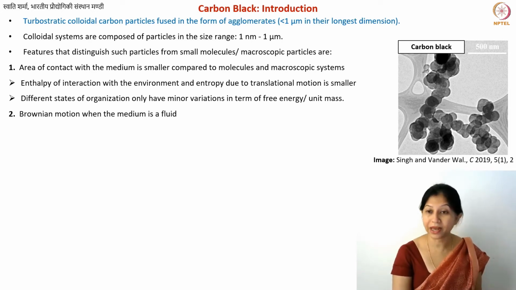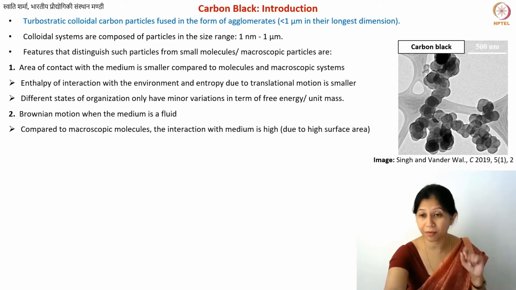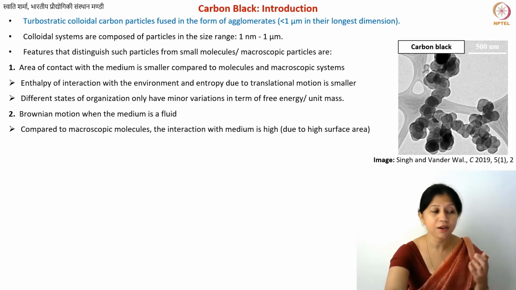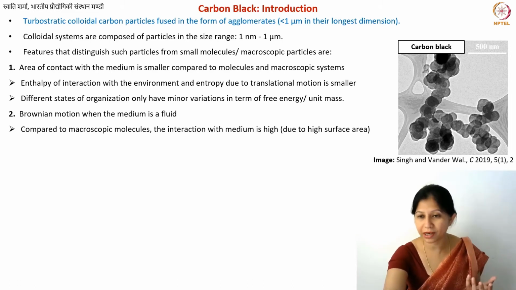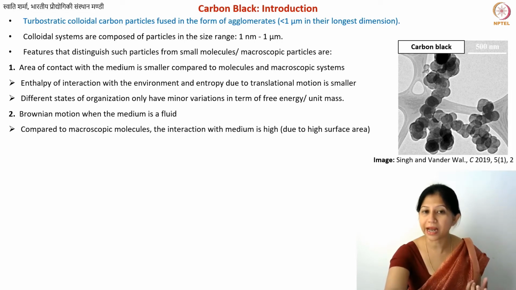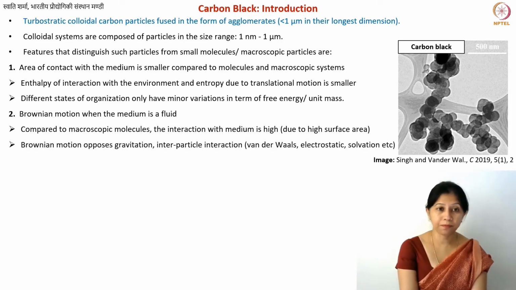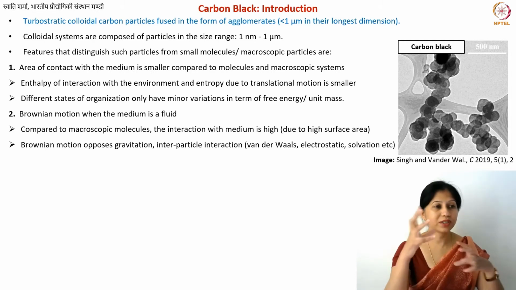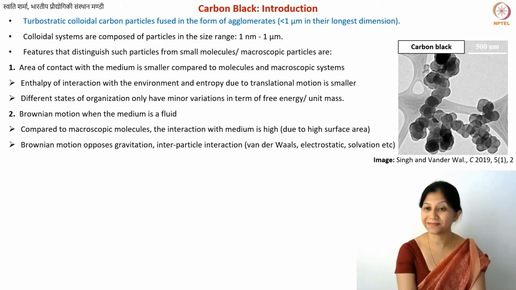Now, when it comes to comparison with larger or macro scale particles, then we don't call them molecules, we call them particles. In that case, of course, the most important difference is that you have Brownian motion. If you have a fluid as a medium, then you will have Brownian motion in the case of carbon black particles, or any colloidal particle, which you do not have in the case of large scale particles, because they typically tend to settle down. Brownian motion is basically something that opposes all the inter-particle forces. Also, it opposes the gravitational forces.